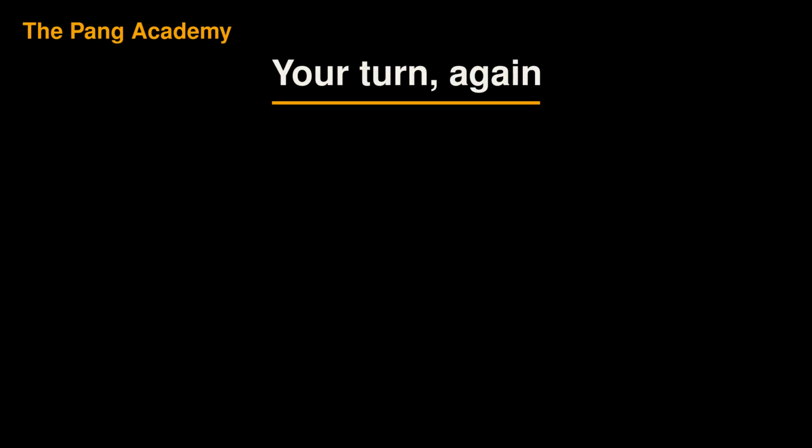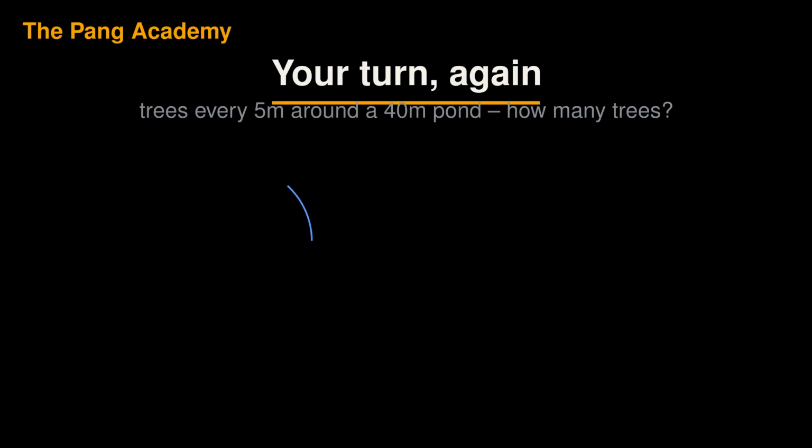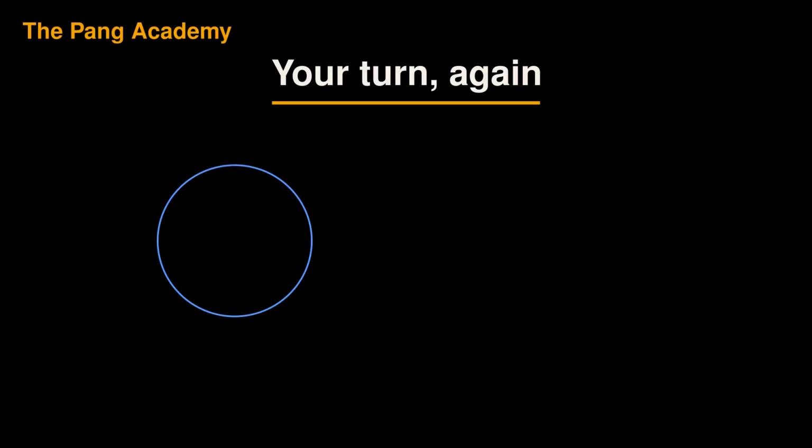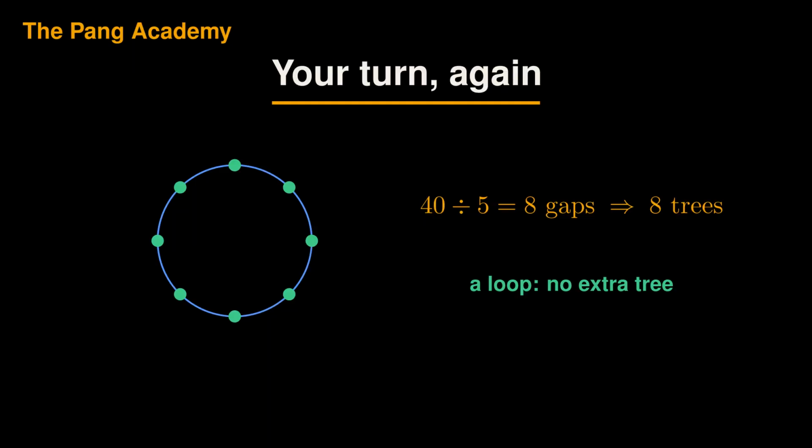1 more and read it extra carefully. A round pond is 40 meters around, and you plant a tree every 5 meters along its edge. How many trees? Pause and picture the shape first. 40 divided by 5 is 8 gaps, but a pond is a loop with no ends, so here it is 8 trees, not 9. Same division, opposite ending, because you read that it was a ring.